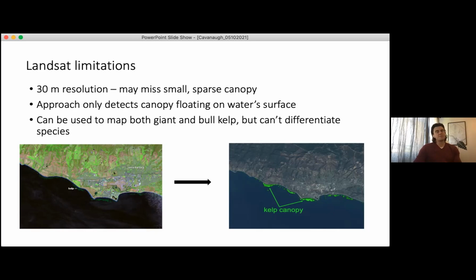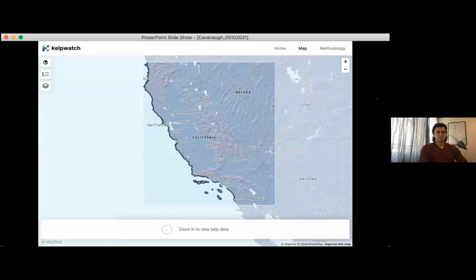These types of approaches have been used for seagrass in other parts of the world where water is very clear, but that's a limiting factor. And then we can use this to map a variety of canopy-forming species, so giant kelp, bull kelp, but we can't differentiate between the species. So we're creating maps of kelp canopy. In areas where there's a mix of giant kelp and bull kelp, we can't distinguish between those two species.